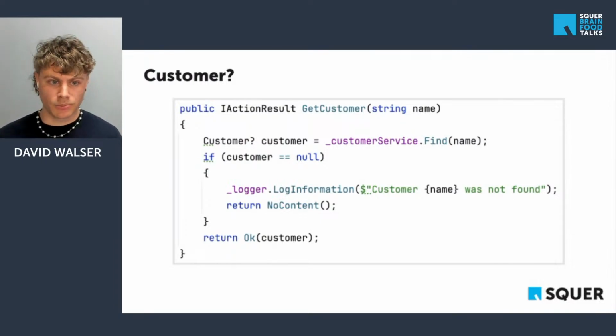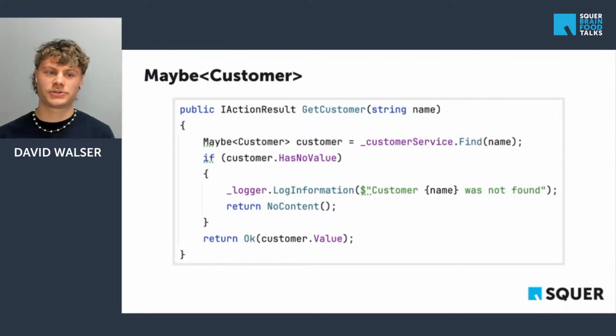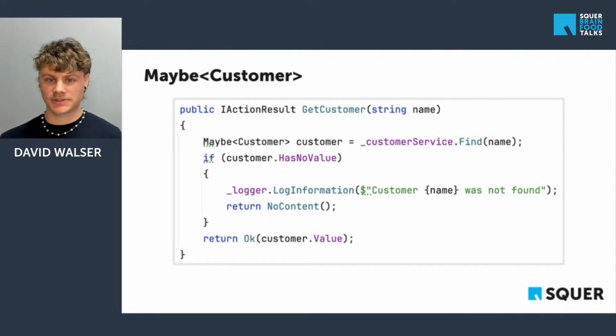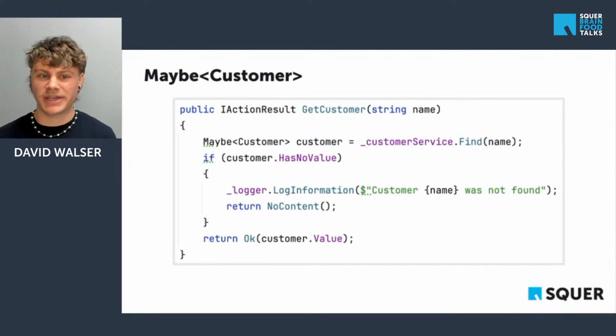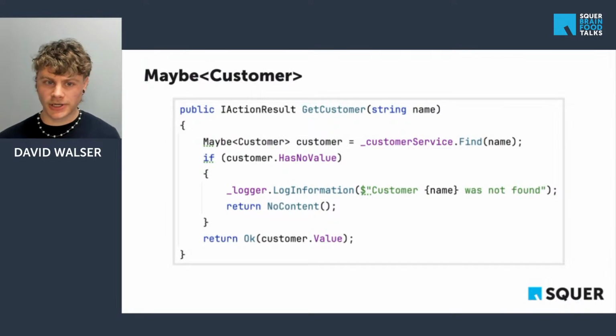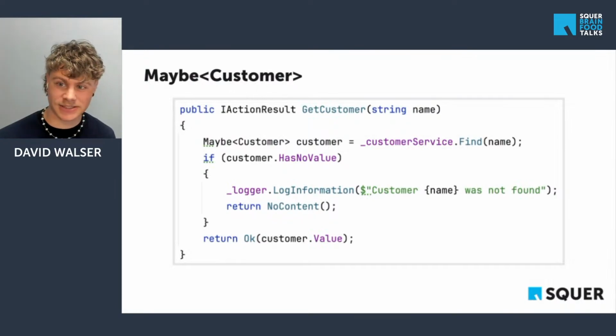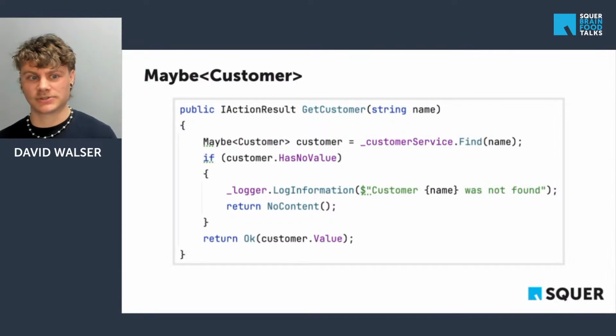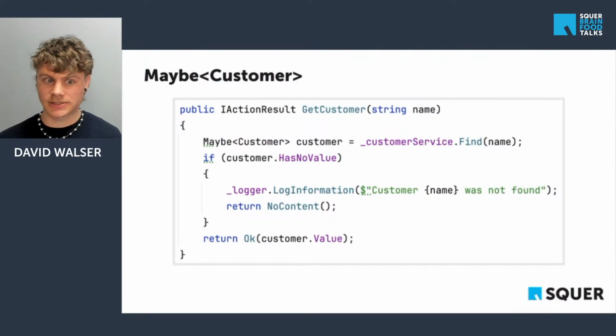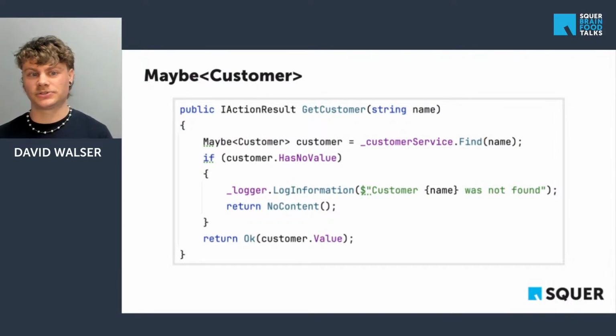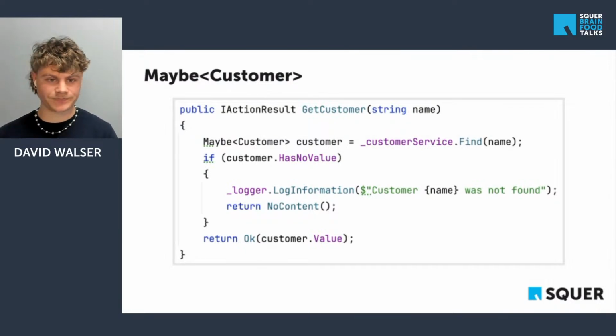And to make this more expressive, we could introduce a maybe customer. So this customer service returns a maybe customer. And while calling it, I already know as a consumer, okay, I might get a customer, but I might not get one. So it's a little bit improved, a little bit more expressive. The rest stays the same. The null check is now a has-no-value check, but other than that, it stays the same.